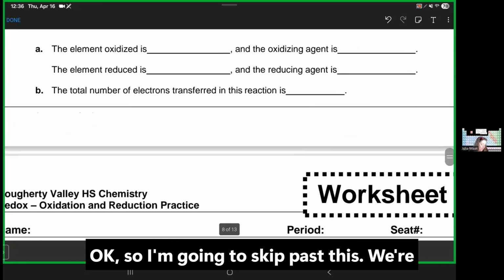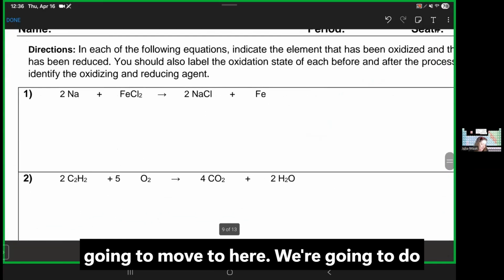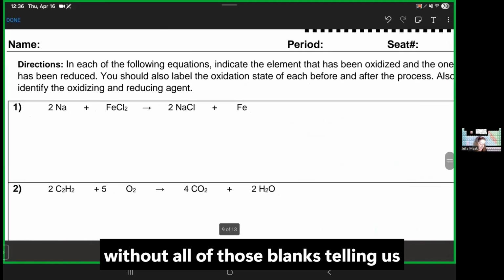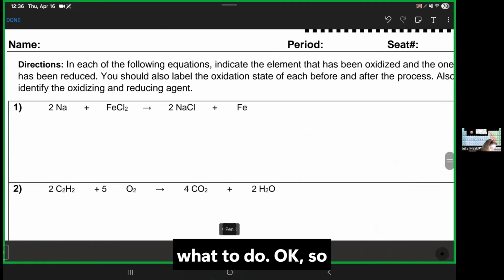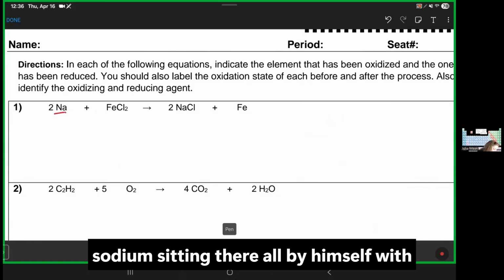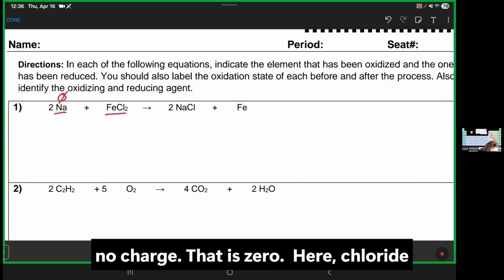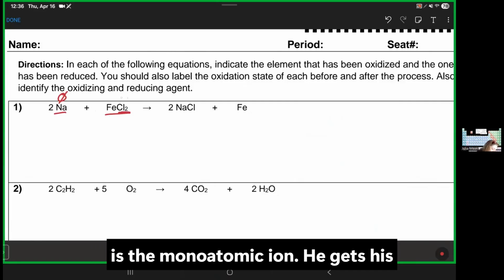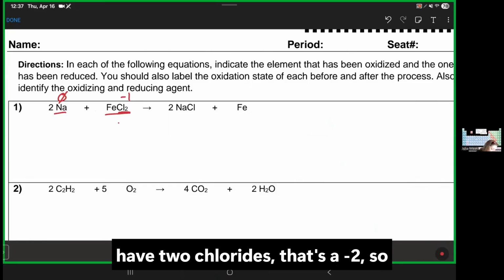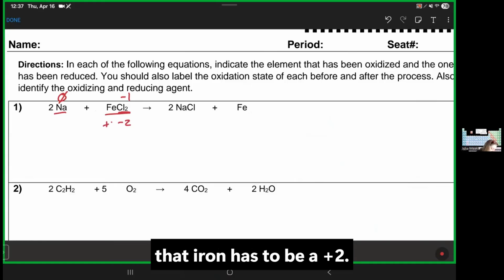Okay, so I'm going to skip past this. We're going to move to here. We're going to do the same thing, but we're going to do it without all of those blanks telling us what to do. So on this one here, this is elemental sodium sitting there all by himself with no charge. That is 0. Here, chloride is the monoatomic ion. He gets his -1 from the periodic table. If I have 2 chlorides, that's a -2. So that iron has to be a +2.